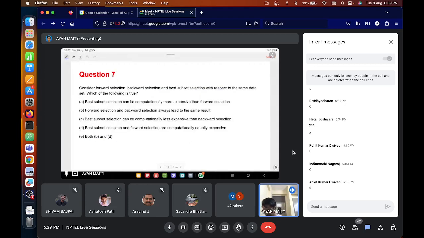This is question 7. So in question 7, consider forward selection, backward selection and best subset selection with respect to the same data set. So which of the following is true regarding these three subset selection methods? Forward selection, backward selection and best subset selection.